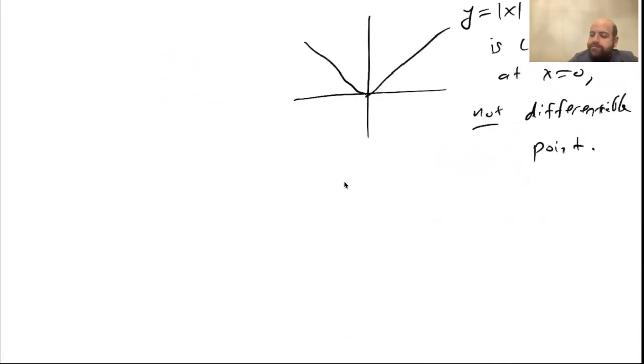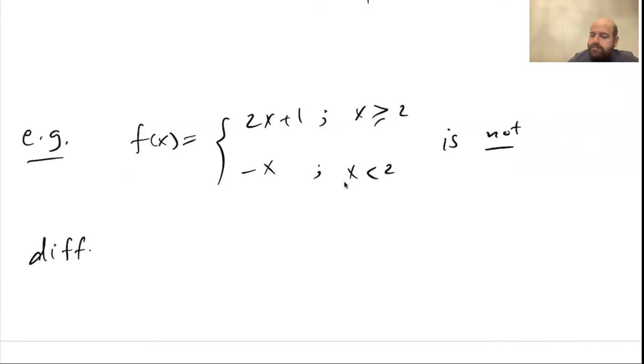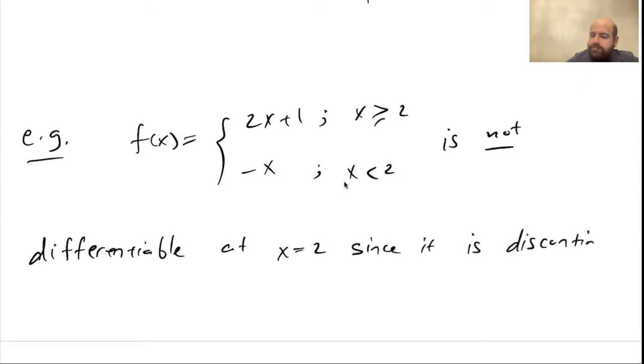Okay, so for example, let's say f of x equals 2x plus 1 if x is bigger than or equal to 2, and minus x if x is less than 2. It is not differentiable at x equals 2 since it is discontinuous at x equals 2. I leave this for you to check, that it's discontinuous at 2, and then you can say that by a theorem, we know that if a function is discontinuous, then it must be non-differentiable at that point. So this function is not differentiable because it's discontinuous. So just check that it's discontinuous and then mention the theorem and then conclude that it must be non-differentiable at x equals 2.